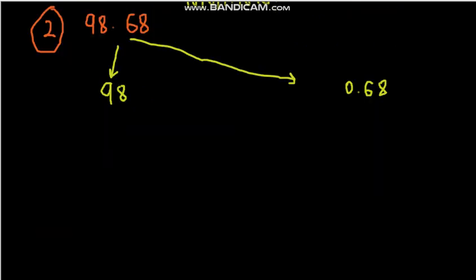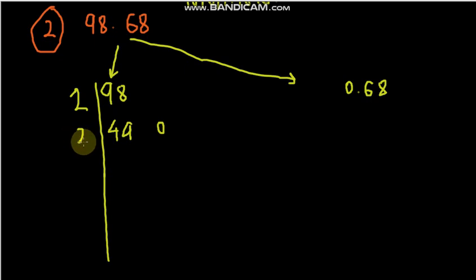Now let's see the second example. Again, this 98 we have to divide by 2, and we get 98 by 2 is 49, and the remainder is 0. Then dividing 49 by 2, we get 24, and the remainder is 1.